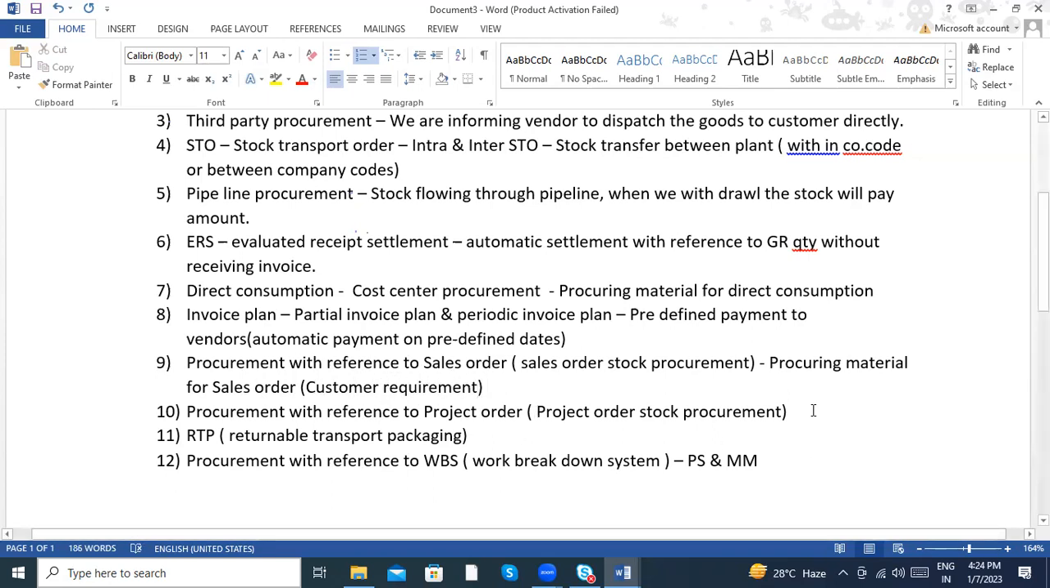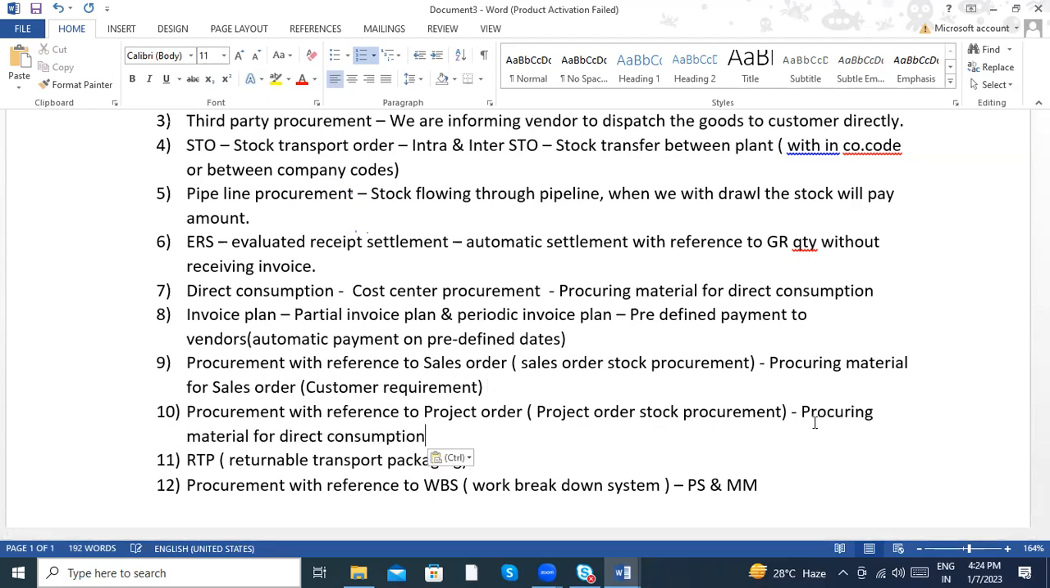In reference to a project order, it is procurement for the project order. Okay, and it's kind of a project order. It is also the same for WBS. And removable transport packaging, returning the transport materials to the vendor.